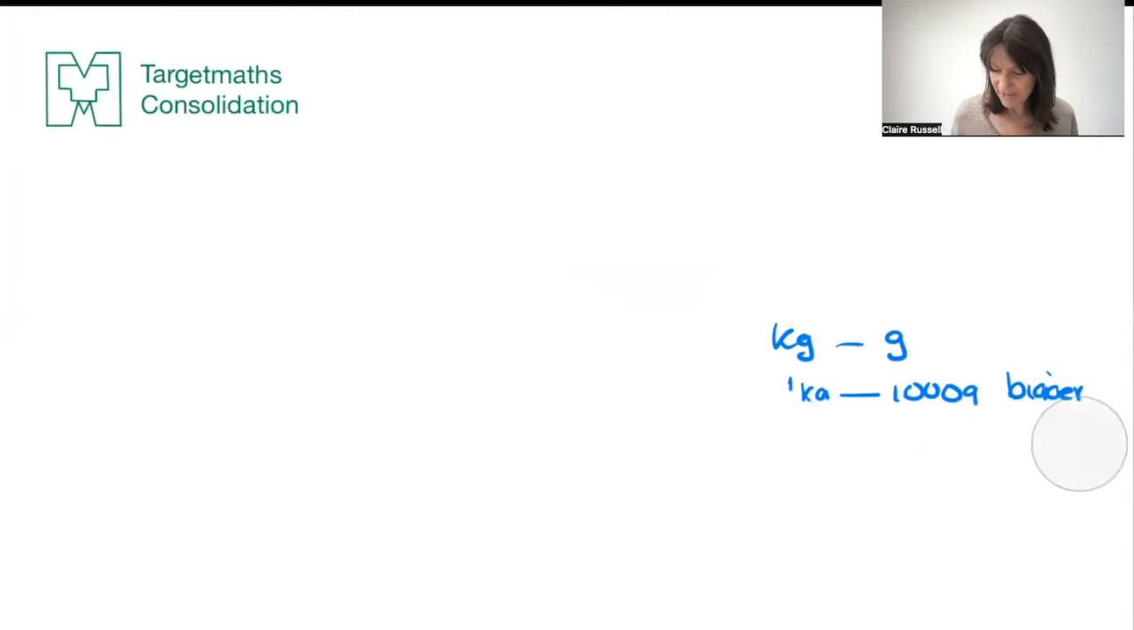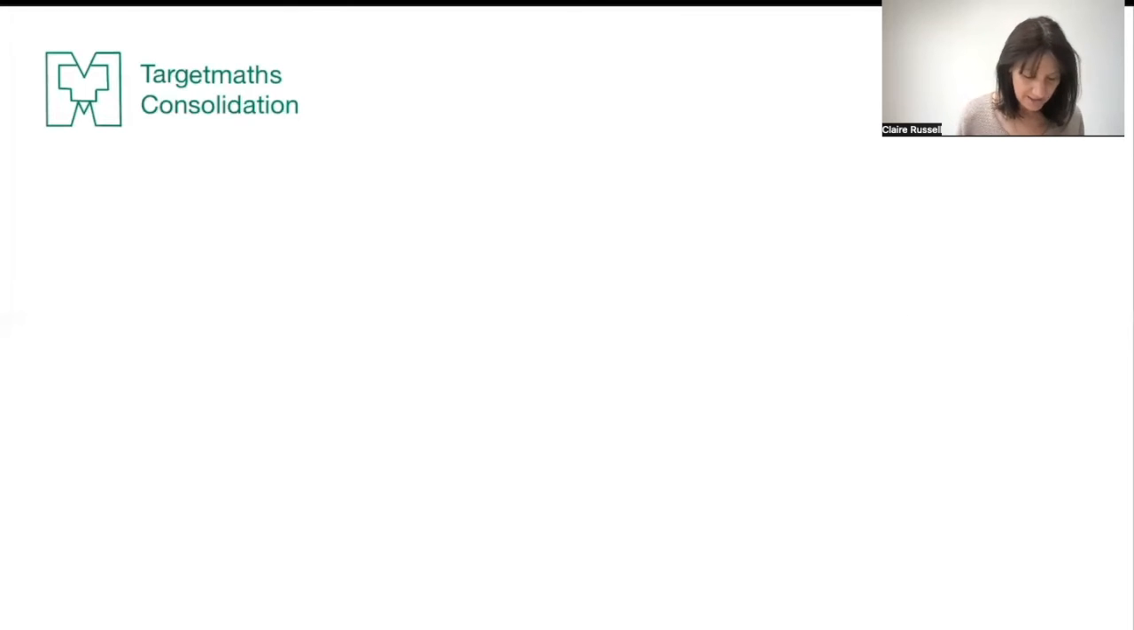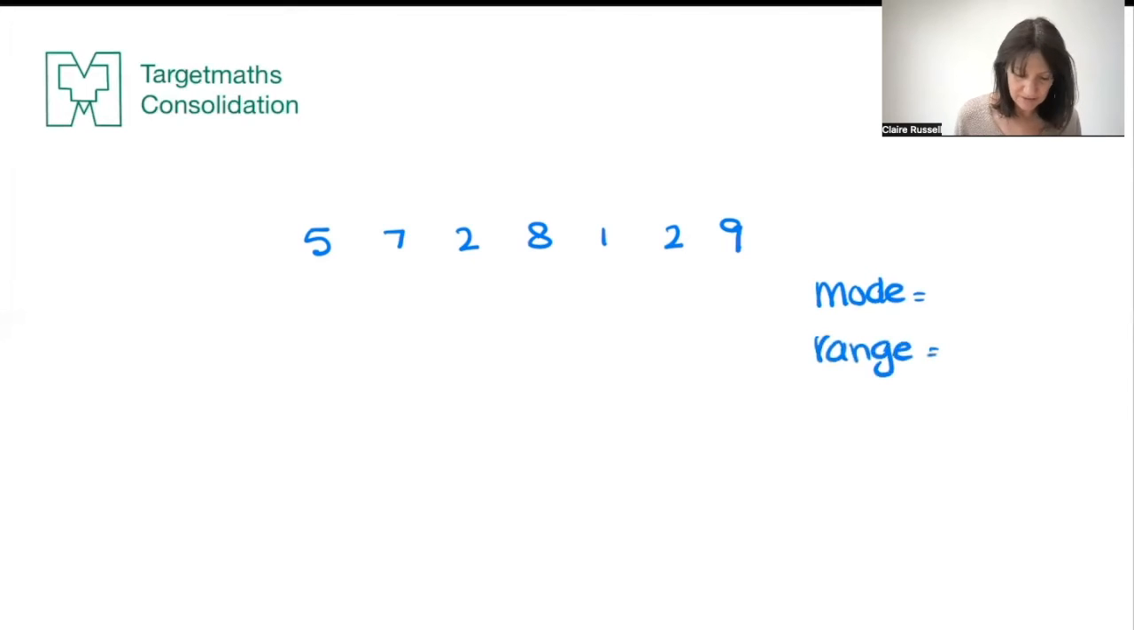Next question. I'm going to give you some numbers. 5, 7, 2, 8, 1, 2, and 9. And I want you to find the mode, and I want you to find the range. All right, hit pause and press play when you're ready.